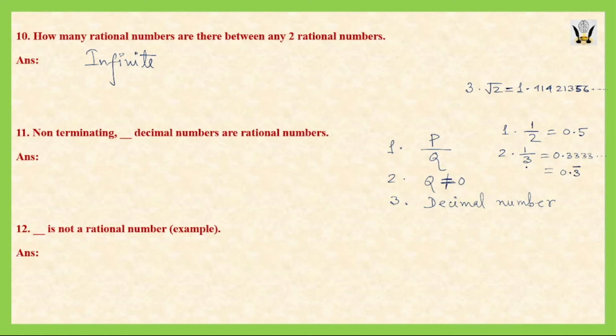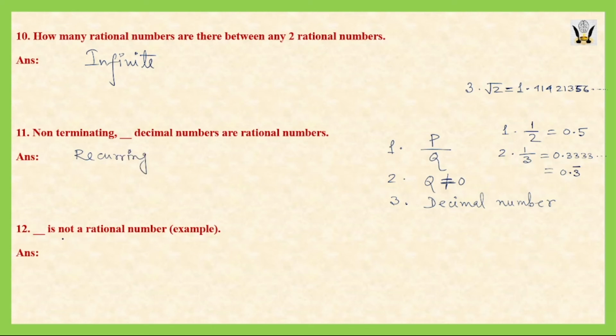So 1 by 3, since this is a recurring decimal number even though it is not terminating, can be taken as a rational number. But root 2, since along with non-terminating this is also a non-recurring decimal number, cannot be considered a rational number. So the numbers which are non-terminating as well as non-recurring cannot be considered as rational numbers. So here the proper answer will be non-terminating and recurring decimal numbers are rational numbers. So it will be recurring.